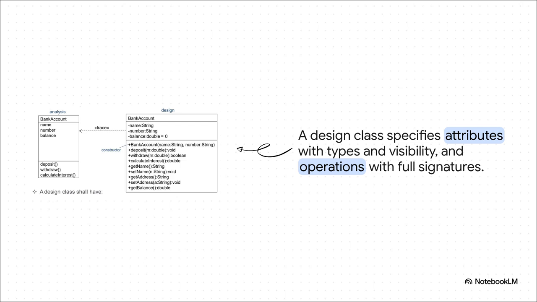Same thing for the operations. Deposit isn't just a name, it has a full signature. + deposit(m: double): void. That's public, it takes a double as a parameter, and it returns void. This precision even applies to constructors, the special methods that actually create the object.